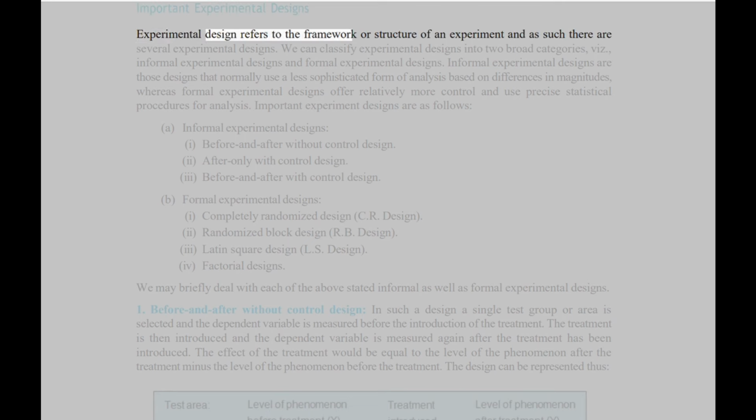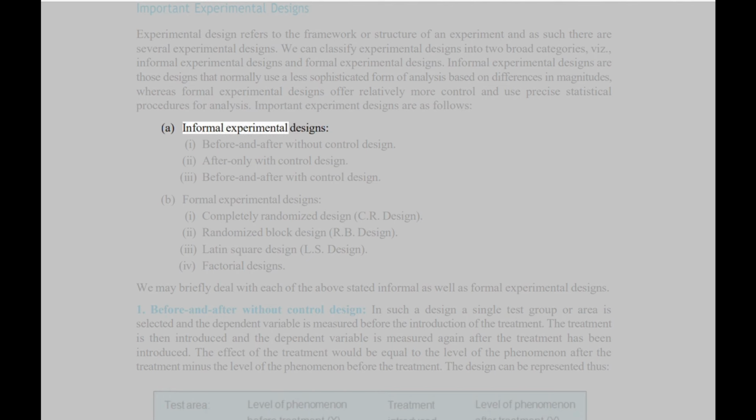Important experimental designs. Experimental design refers to the framework or structure of an experiment, and as such there are several experimental designs. We can classify experimental designs into two broad categories, viz. informal experimental designs and formal experimental designs. Informal experimental designs are those designs that normally use a less sophisticated form of analysis based on differences in magnitudes, whereas formal experimental designs offer relatively more control and use precise statistical procedures for analysis. Important experimental designs are as follows.